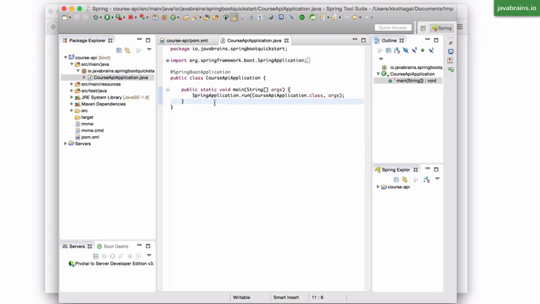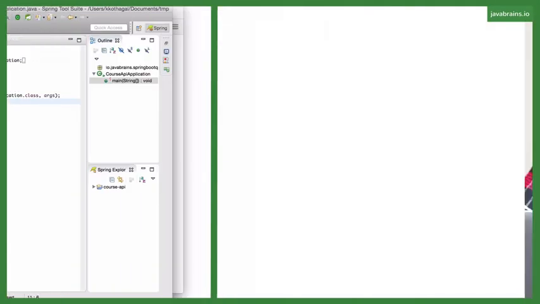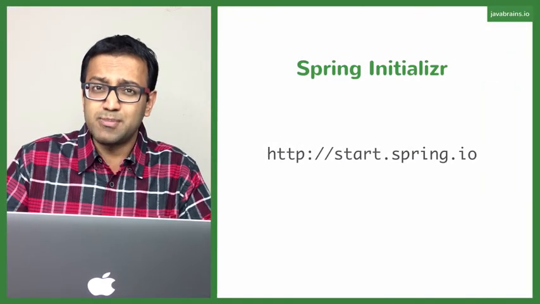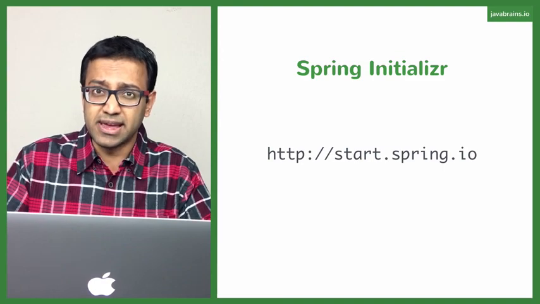This is one way to start a Spring Boot application. It gives you a UI which has a menu of options if you're not really sure what you want to choose. The name of this online application is called Spring Initializer, and it's available at this URL, start.spring.io.